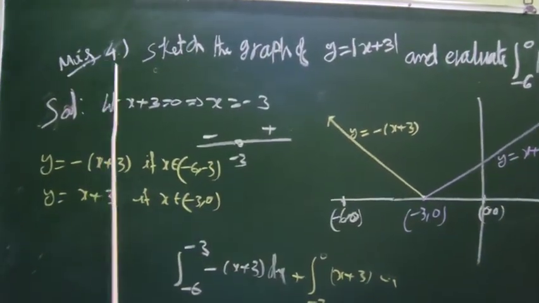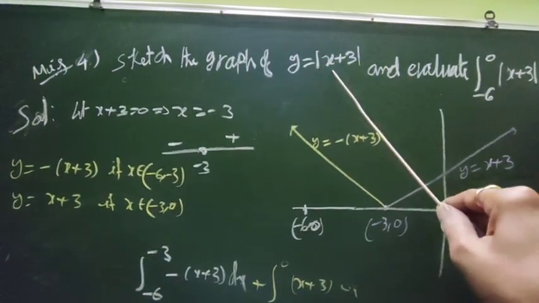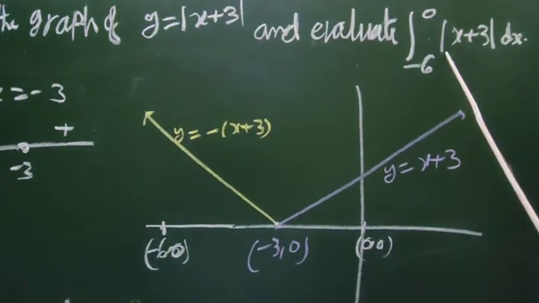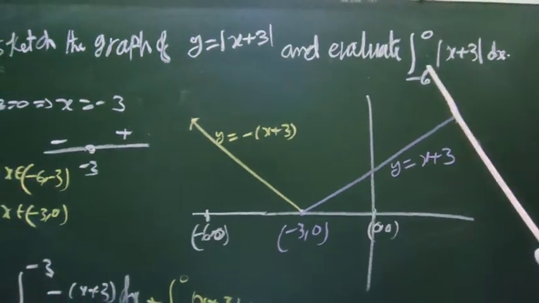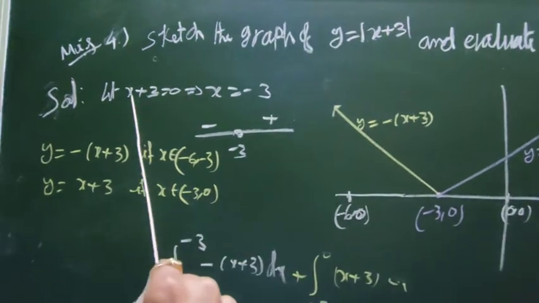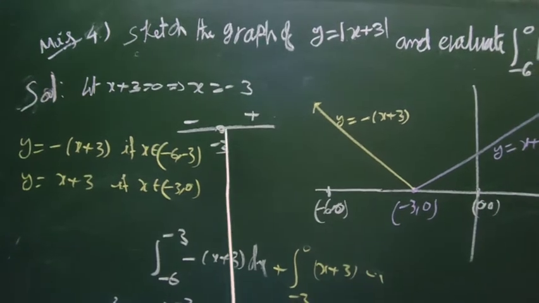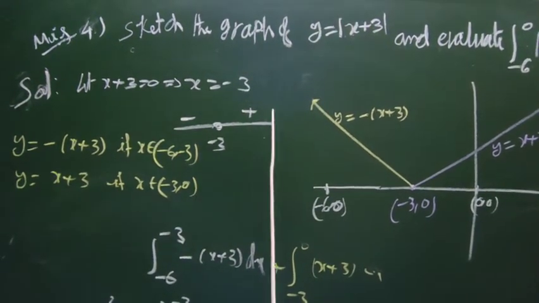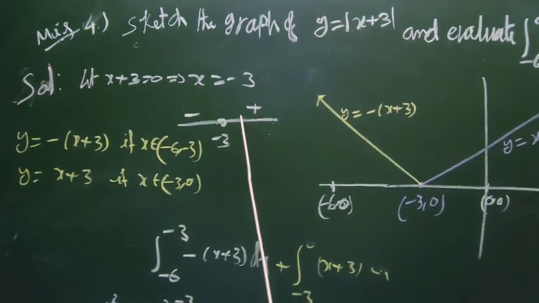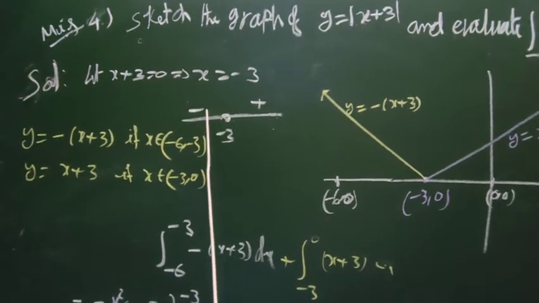Miscellaneous exercise question number 4. Sketch the graph of y is equal to mod x plus 3 and evaluate the integral from minus 6 to 0 of mod x plus 3 dx. This is definite integration. First of all, take x plus 3 is equal to 0, then x equal to minus 3. So write the minus 3; this side positive, that side negative. Then x plus 3 is the polynomial.